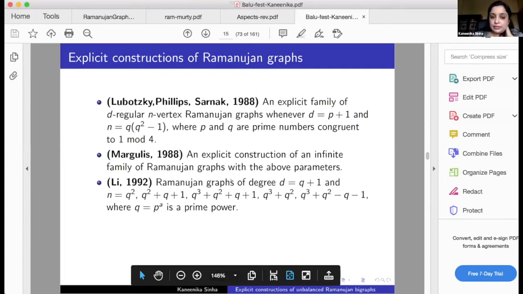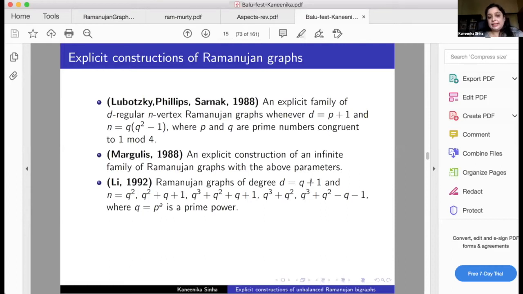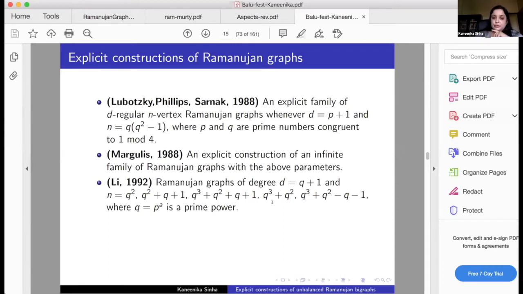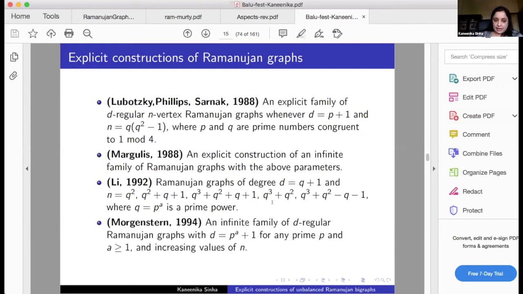So here you've got Ramanujan graphs of degree d equal to q plus 1, and the vertex size is either q squared plus q plus 1, or certain other expressions involving q cubed. Here q is a prime power in general. As the size of the vertex set increases, so does the degree of these graphs.